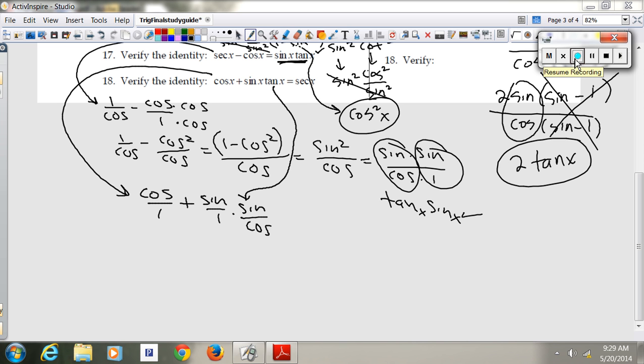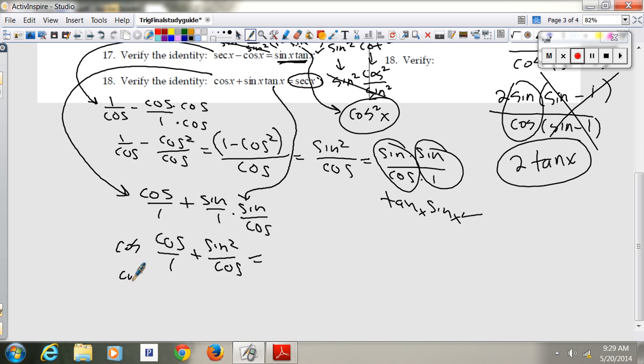Alright, so we've got tangent we took out and we put in sine over cosine. We're trying to get it to equal secant. So if I bring down my cosine over 1 plus sine squared over cosine, I need a common denominator once again. If I'm going to put those two together, I need the denominators to be the same. So I'm going to multiply this one by cosine over cosine. So I'm going to get cosine squared over cosine plus sine squared over cosine.